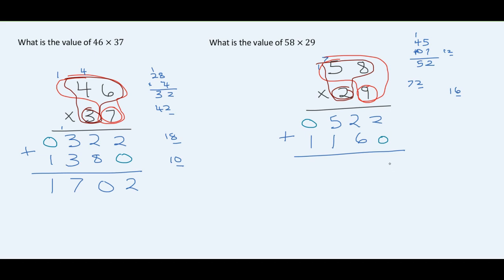2 plus 0, we have a 2. 2 plus 6, we have 8. 5 plus 1, we have 6. 0 plus 1, we have 1. So that's the solution there.